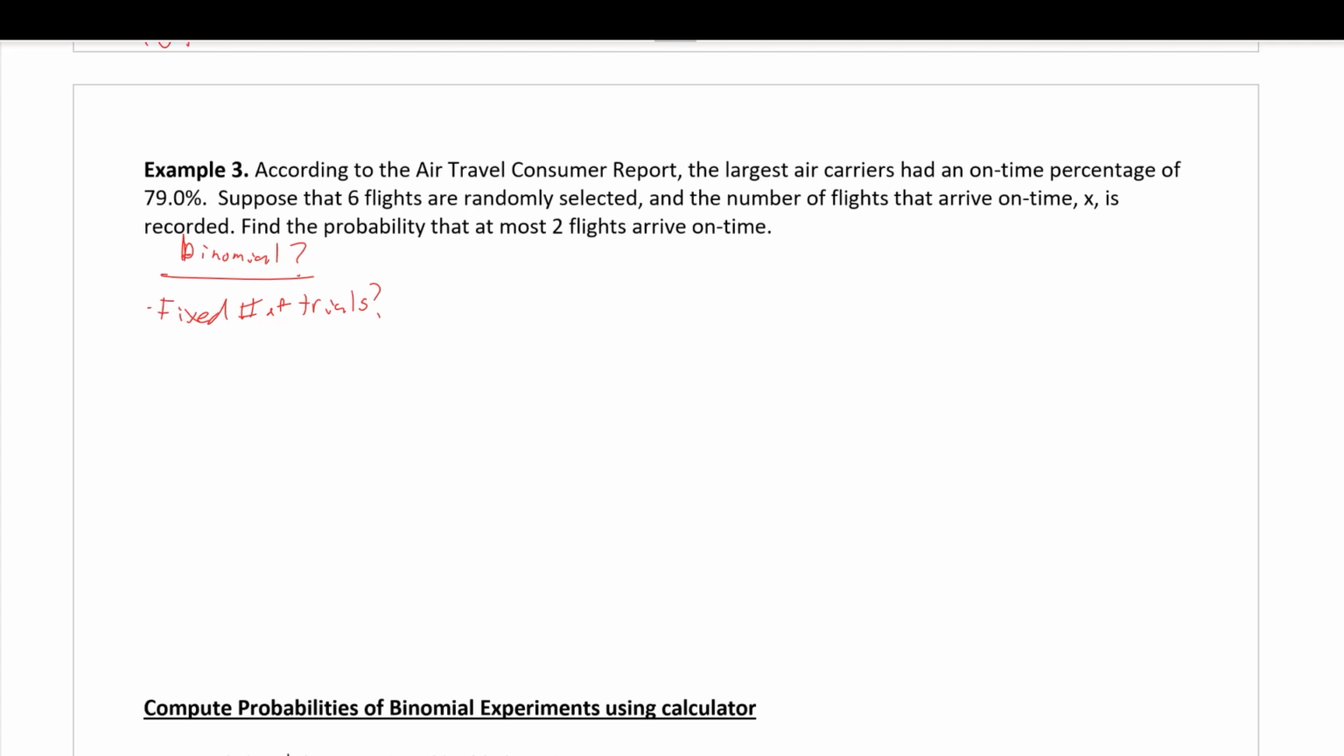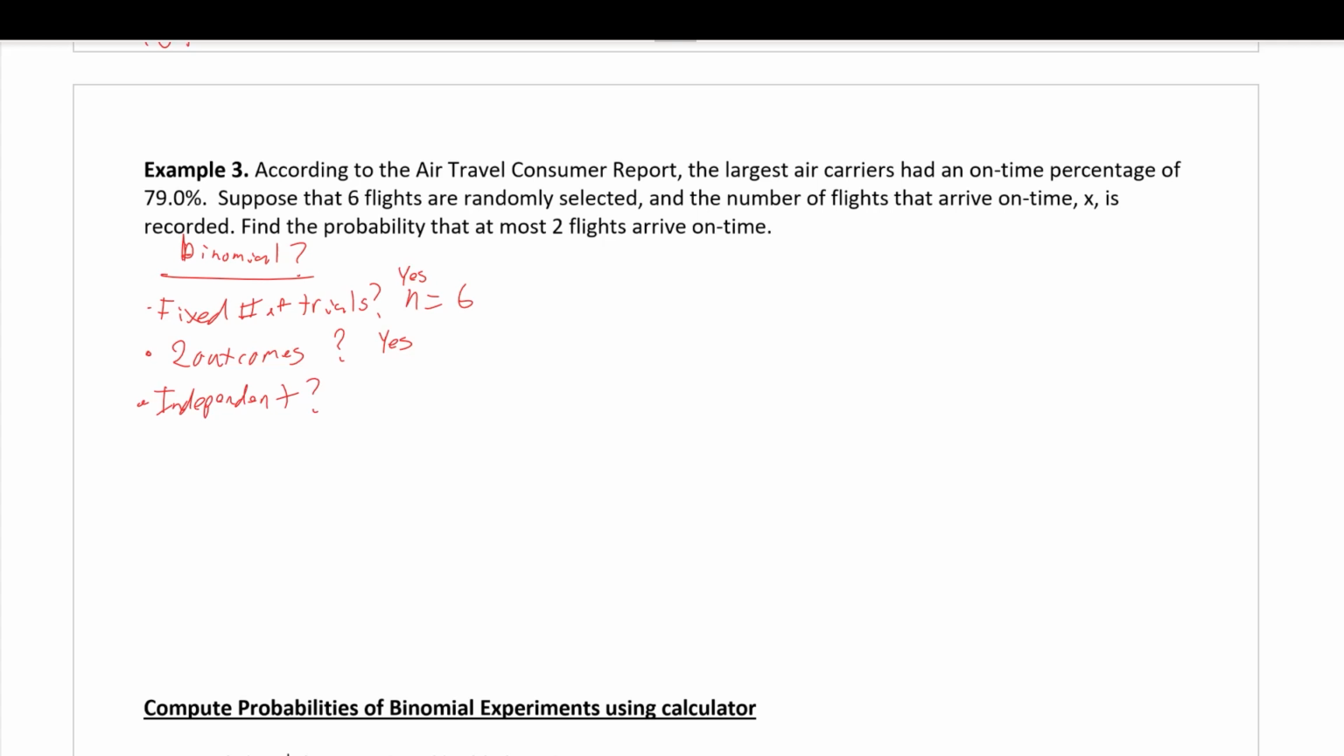All right, so we're choosing 6 flights at random, okay, and we're just trying to determine whether they are on time or not on time, right? Because there's a 79% chance of being on time. All right, so let's just say that. So yes, we have a fixed number of trials, and in this case it's 6. Okay, you have 2 outcomes. Well, yes, you can either be on time or not on time. So yes. Are they independent trials?